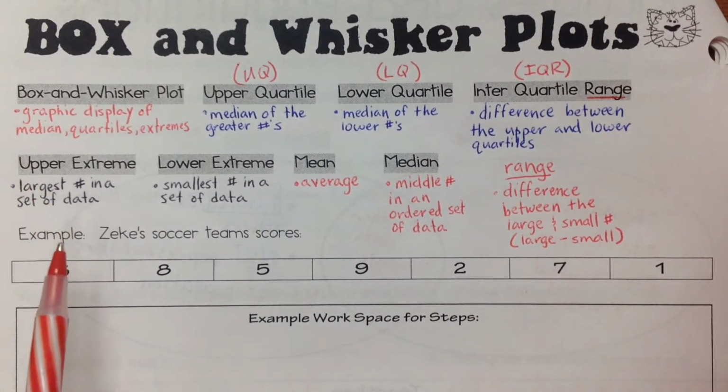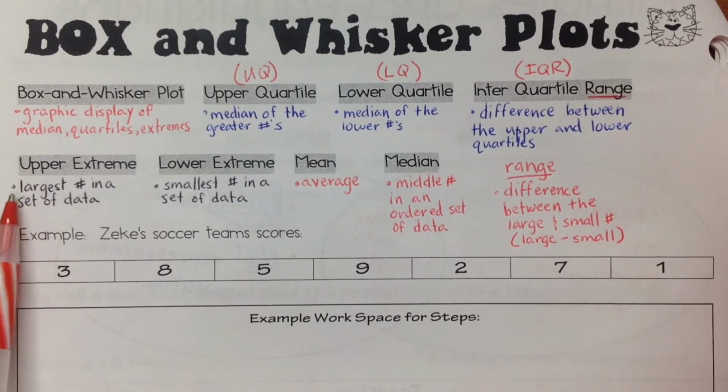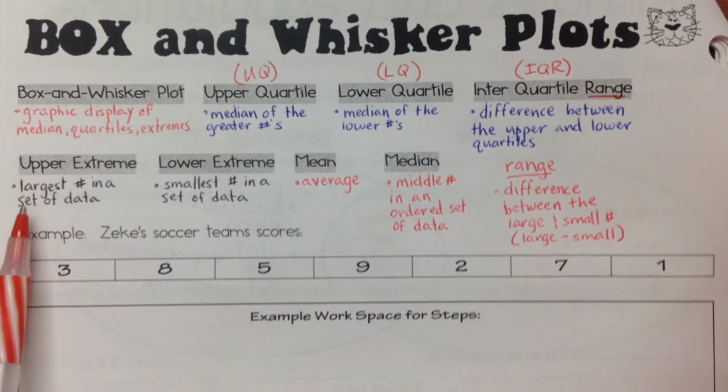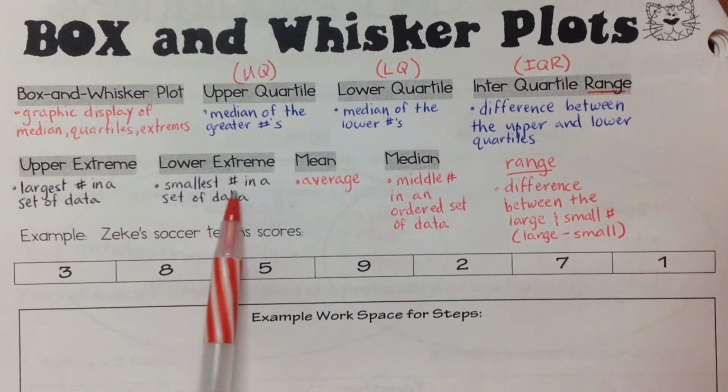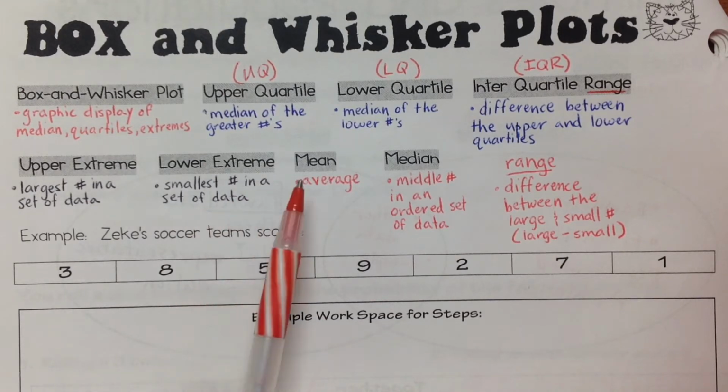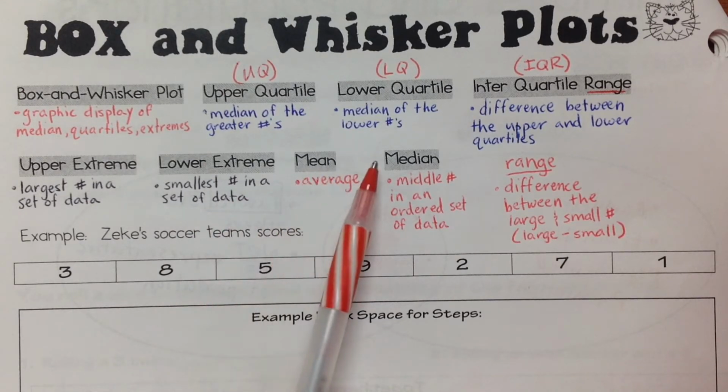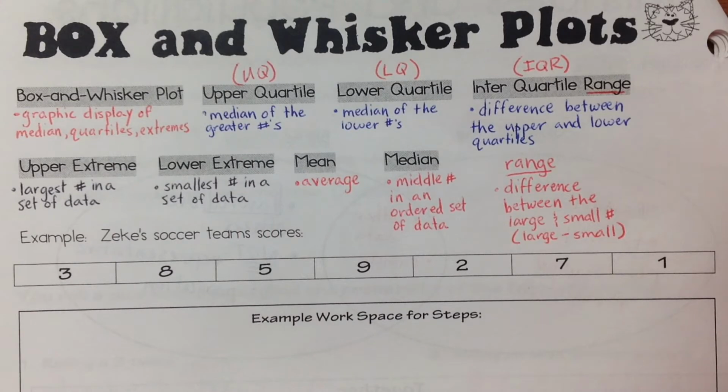All right, let's look at our extremes. The upper extreme is the largest number in a set of data, and the lower extreme is the smallest number in a set of data. And then, of course, we have these two vocab words that you should be very familiar with. The mean is the average. That's where we add all the numbers we have, and then divide by how many numbers there are. And the median is just the middle number in an ordered set of data. It's really important that you make sure it's ordered, either from least to greatest or greatest to least. Generally, we do least to greatest.